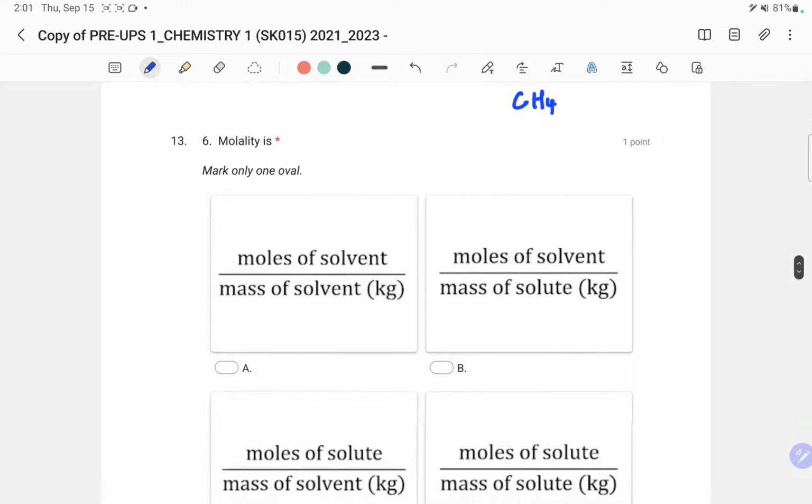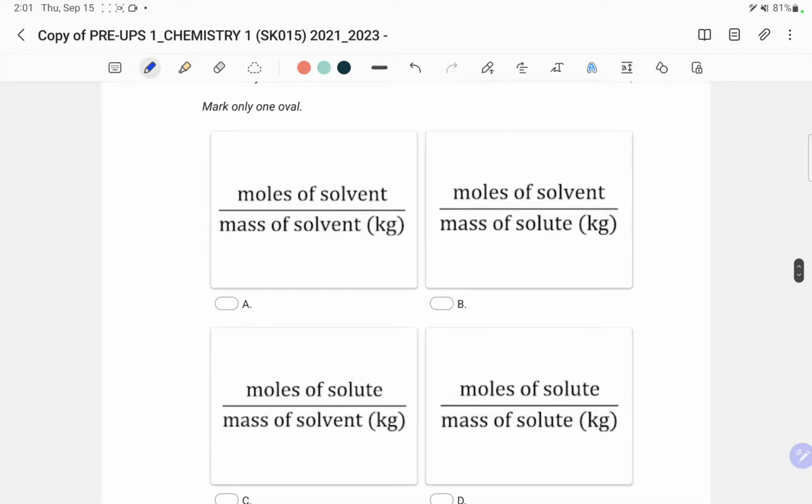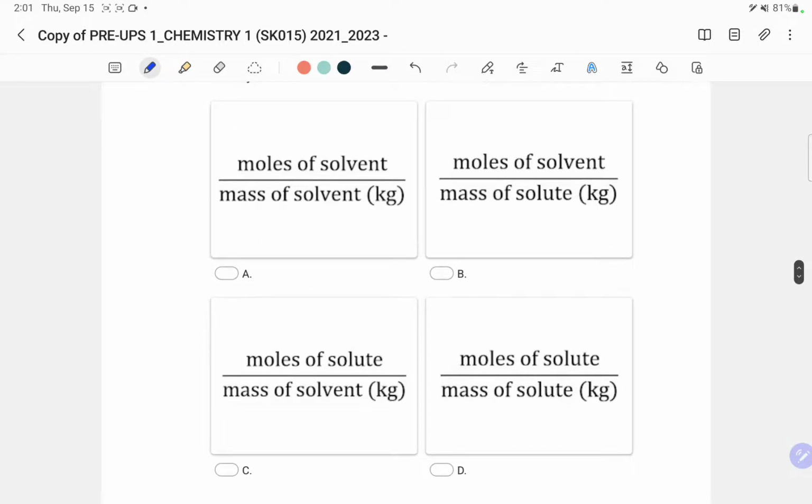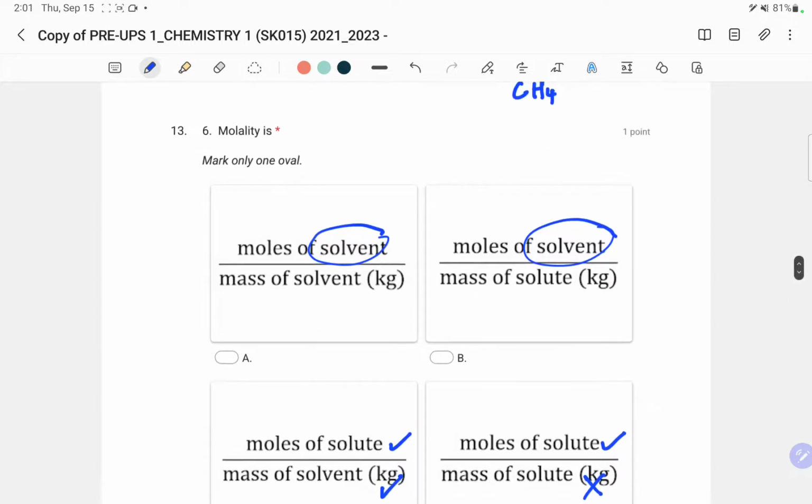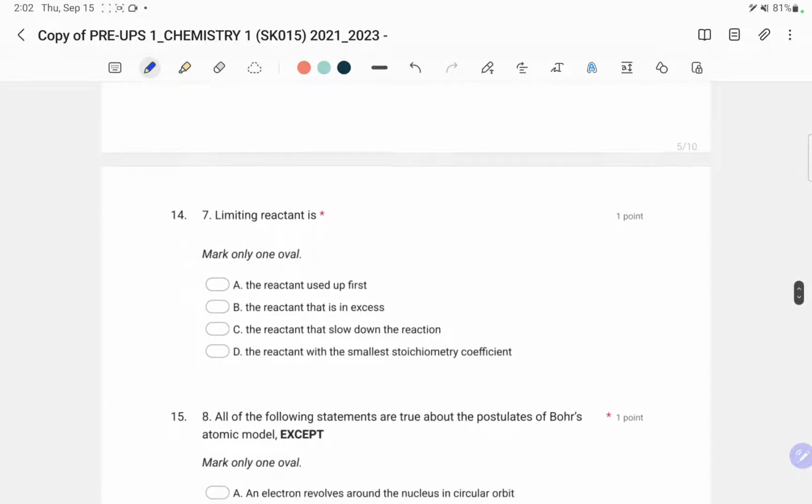Okay, next is molality. So, molality is mole of solute over mass of solvent. Yang ni dah salah sebab solvent. Okay, this one betul, mole of solute. Okay, mass of solvent. Yang ni mass of solute salah. So, the answer is C. The question, maybe dia akan tanya sama ada, yang ni dah tanya molality. So, maybe the real UPS dia akan tanya molality ke, percentage by mass ke, percentage by volume, mole fraction or density lah. Okay, so you have to memorize.